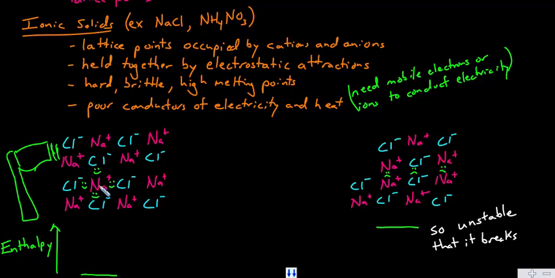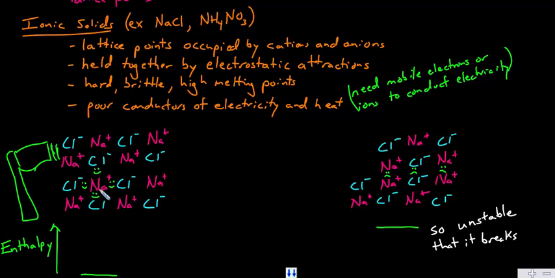Here, sodium is surrounded by chloride to the left, to the right, top, bottom, but also there's a chloride up in front of it here, and there's another one back behind it as well in our three-dimensional structure. And between the negative and positive ions are electrostatic attractions.